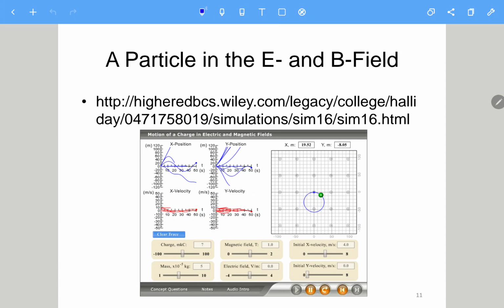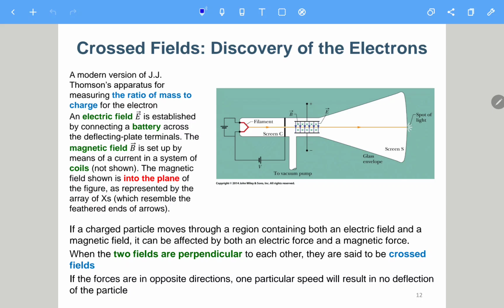Actually here I cannot demonstrate it again because it used JavaScript. JavaScript has already faded out for several years, so I cannot demonstrate it to you. But actually there are some simulators there. Anyway, just skip it. So here we talk about the cross field.